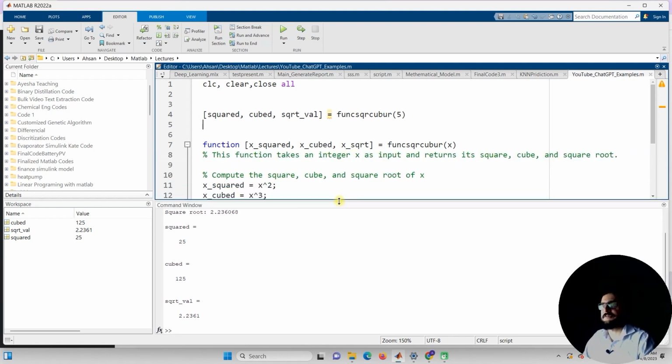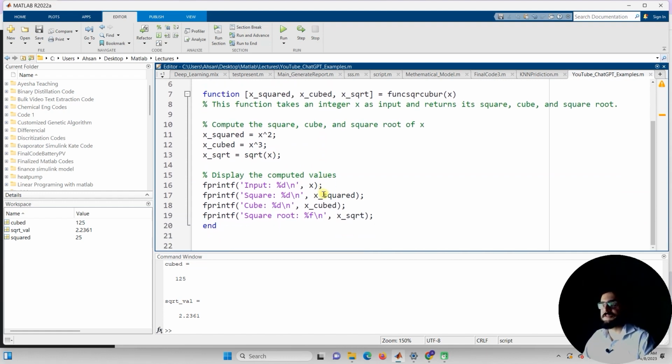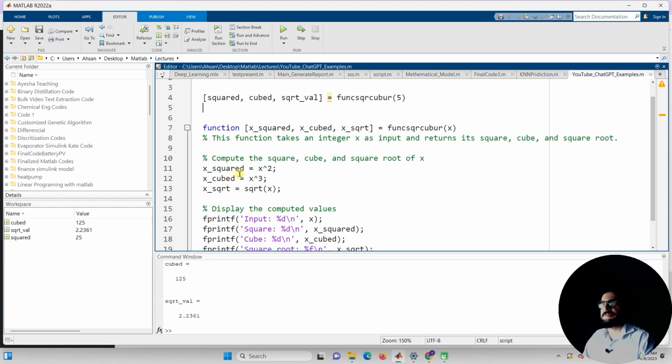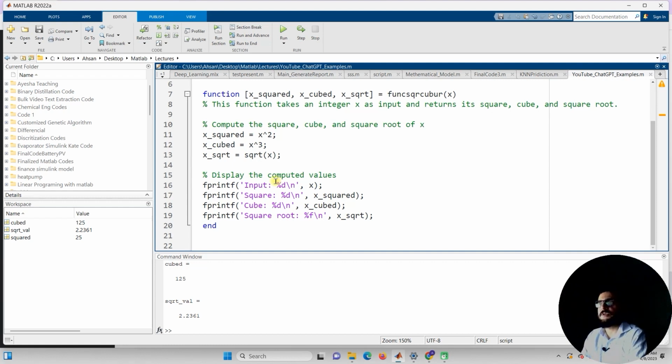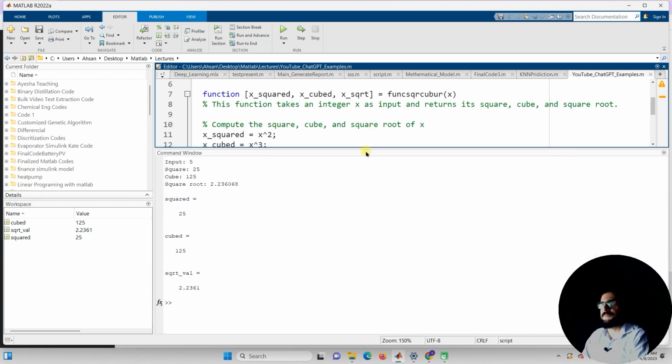And to our surprise, MATLAB has generated code that effectively does the operation we asked it to do. It generated the square of 5, that is 25. It generated the cube of 5, that is 125. Then it further generated the under root of 5, that is 2.236. So you get the idea here. ChatGPT effectively generated the code that we asked it to do. If I break it down a bit, x squared is x power 2, x cube is x power 3, and sqrt is the square root of x. Then it also generated a few lines of code that print the result in our command window. That's the reason why you see these values here. So that's amazing.